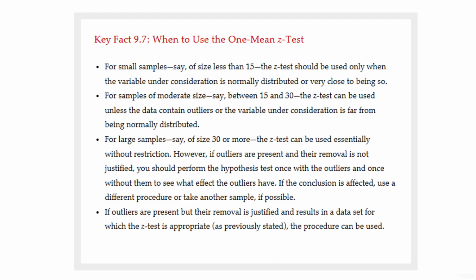Before we get into the practice, though, I did want to mention when we can use the one mean z-test in terms of sample size. A small sample is less than 15, and unless it's very normal in its distribution, you shouldn't use it. A large sample size is going to be 30 or more, and then you can use a z-test without restriction. 15 to 30 is moderate, and a z-test can be used as long as you don't have a ton of outliers in there.